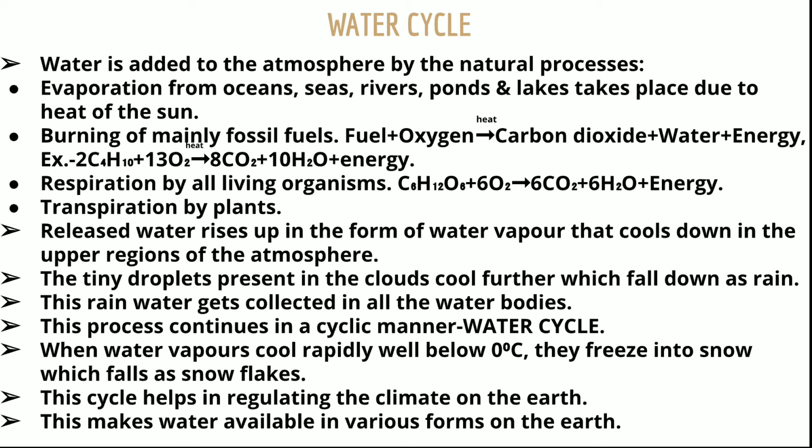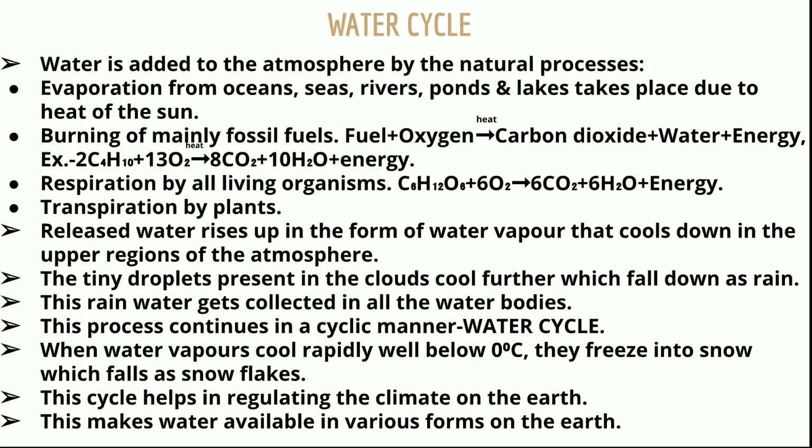Now this water, released into the atmosphere in the form of water vapor, cools down when it rises up in the regions of the atmosphere. As it rises, it slowly cools down into tiny droplets, and it forms clouds when it cools down further. Then when it cools down further still, it comes down as rain. This rainwater gets collected in all the water bodies, and this process continues in a cyclic manner, and that is known as the water cycle.